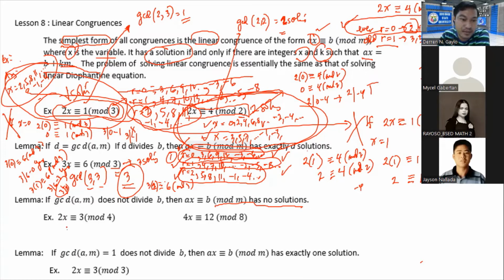Example, what's the GCD here? Anyone? The GCD of your A and M. Your A is 2, your M is 4. What's the greatest common divisor of 2 and 4? Ilaman, greatest common. Si 2? Or si 4? Pila ka buo? Isa lang?